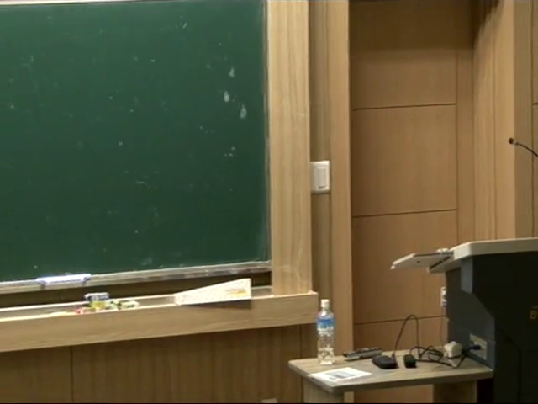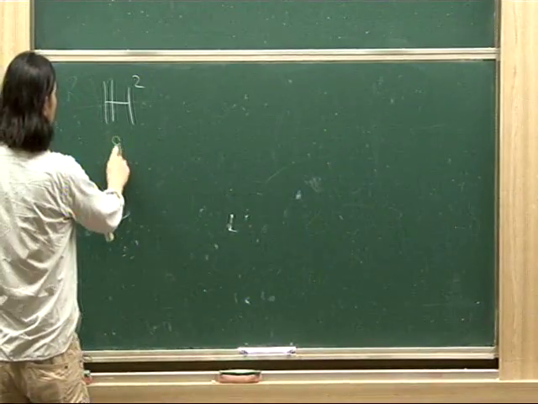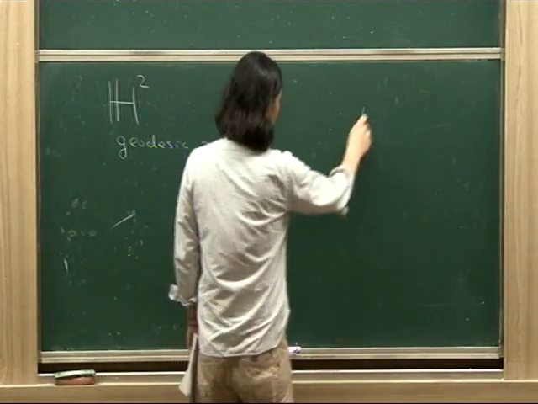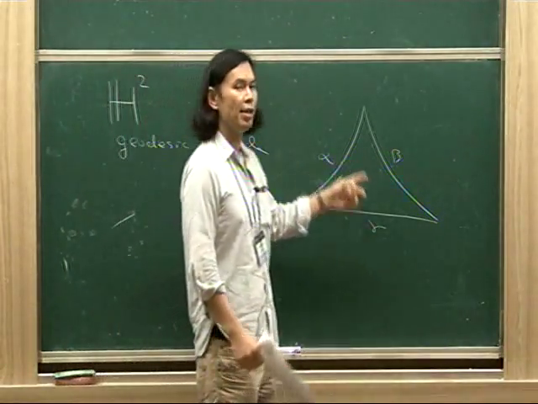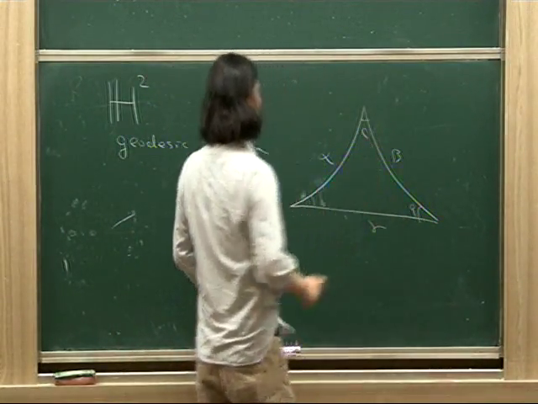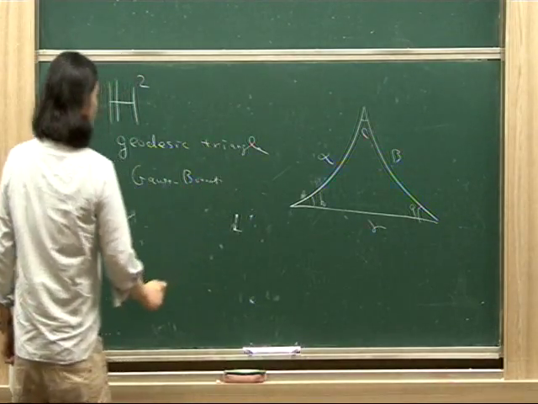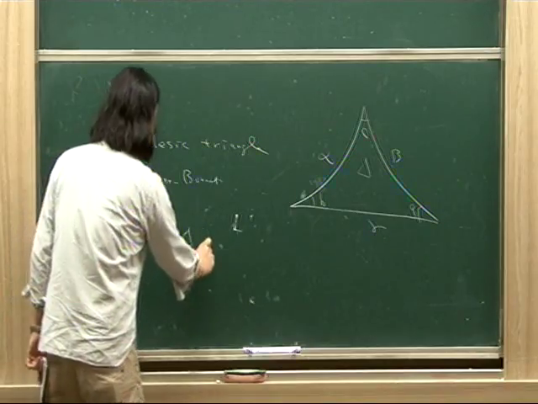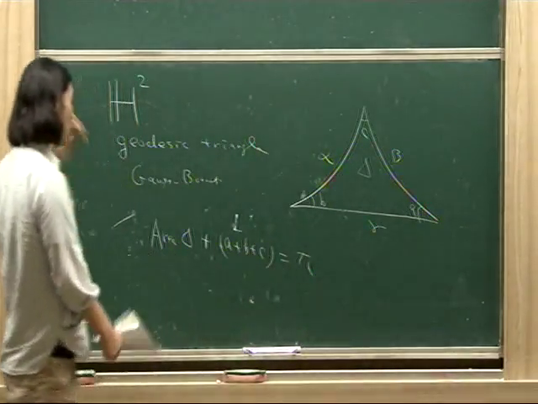Alright, so let me start with the hyperbolic plane. Okay, so this is a hyperbolic plane, and if you draw a geodesic triangle like this, we have a triangle whose three sides are all geodesics, with angles alpha, beta, gamma. I also write the angles A, B, C. Then by Gauss-Bonnet, this is a triangle delta, and the area of delta plus A plus B plus C is pi. This is what Gauss-Bonnet tells you.